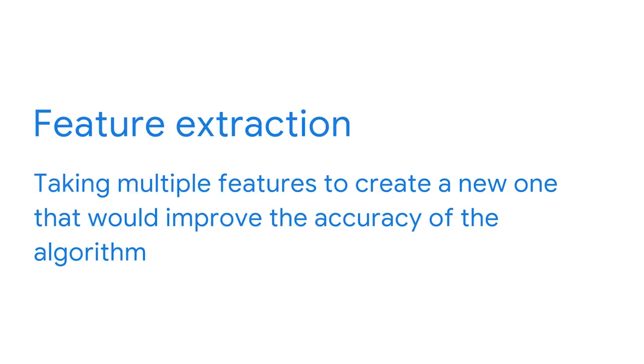Finally, let's discuss feature extraction. This type of feature engineering involves taking multiple features to create a new one that would improve the accuracy of the algorithm. For example, imagine we want to create a new variable called muggy that could be used to model whether or not we play soccer. If the temperature is warm and the humidity is high, the variable muggy would be true. If either temperature or humidity is low, then muggy would be false.